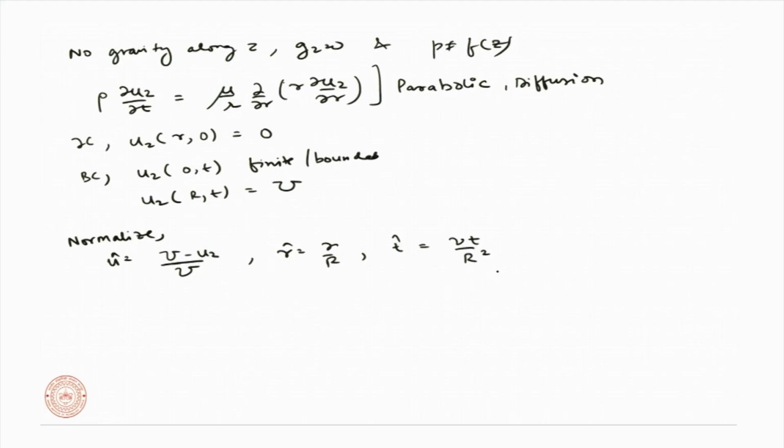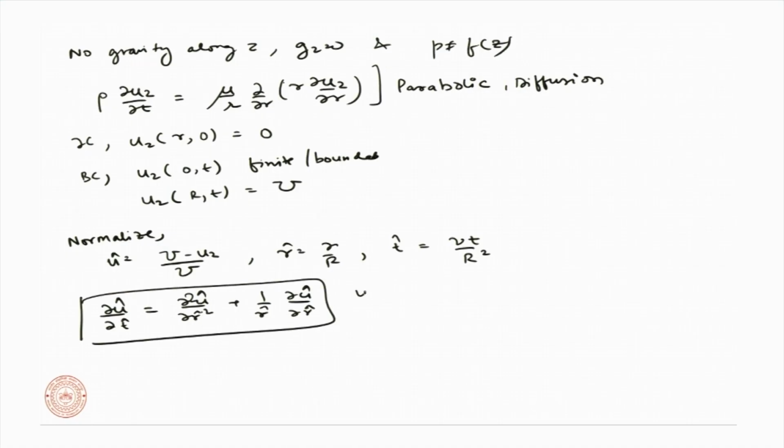Now when you substitute these terms into your equation, what you will get is del u cap over del t cap equals del square u cap over del r cap square plus 1 by r cap del u cap by del r cap. And again u cap at r cap comma 0, your initial condition, becomes 1, and your two boundary conditions: u cap at 0 comma t is finite, that remains the same, and u cap at 1 comma t becomes equal to 0.